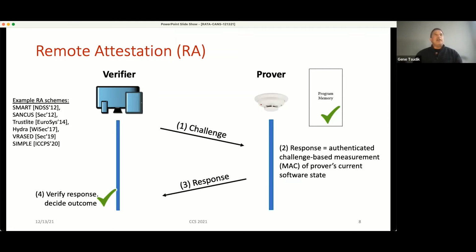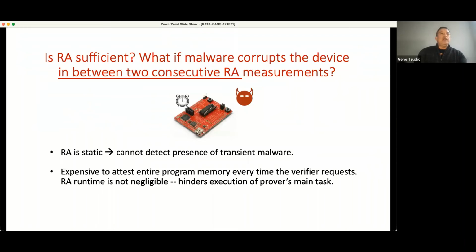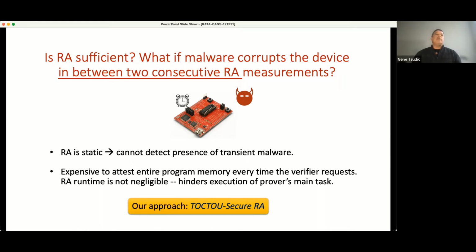So attestation and similar security services are themselves a kind of denial of service for the device itself. We have to be cognizant of the fact that if we perform remote attestation, while the device is computing that token, we're taking it out of commission for that period of time. So it hinders the performance of the main tasks of the device. And this motivates our approach, which we call TOCTOU-Secure array.